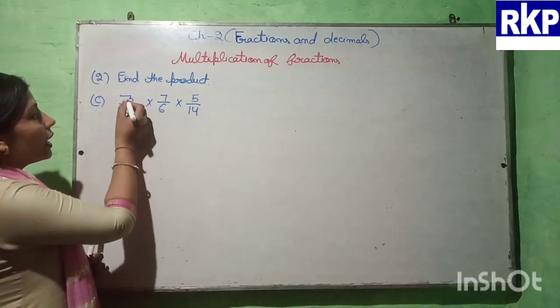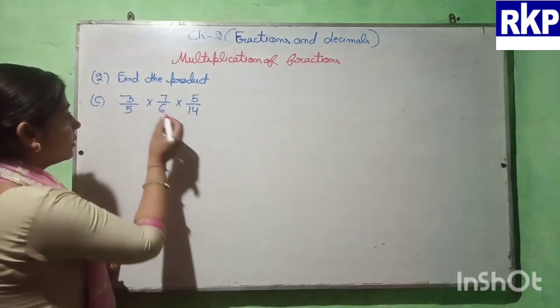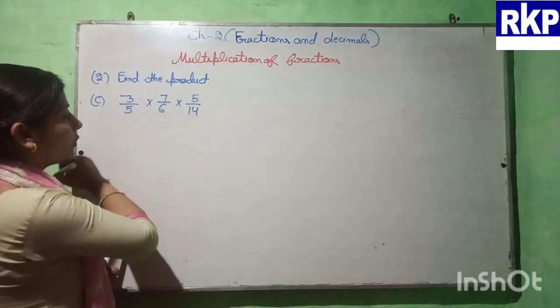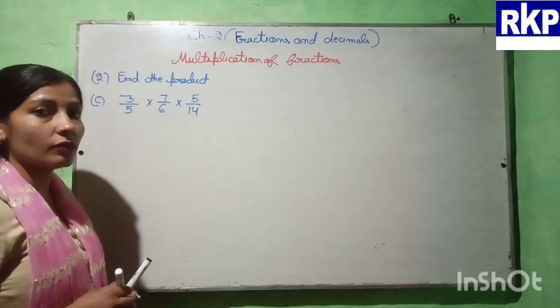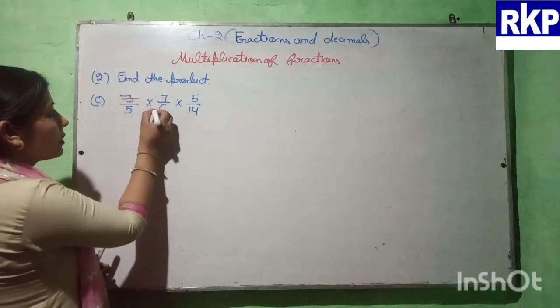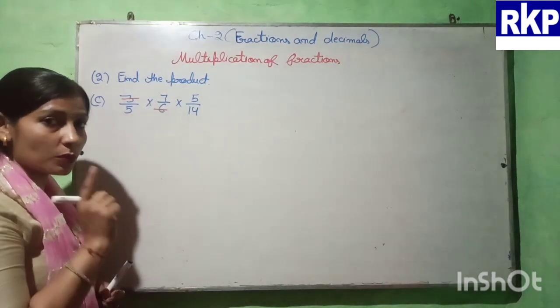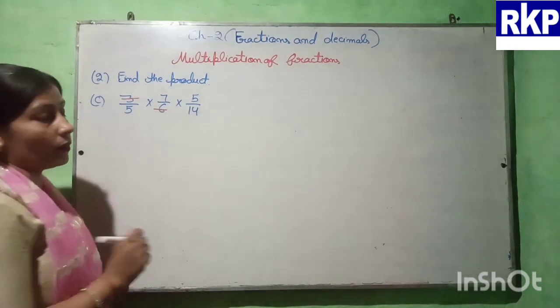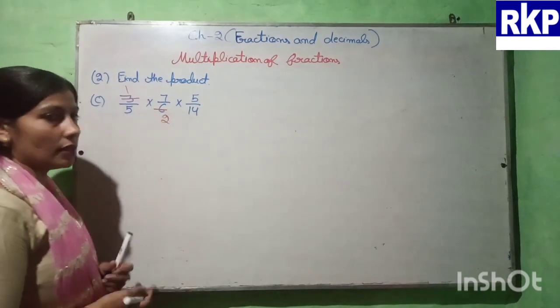So here we are having 3 and here 6 and here 14 and 5. So 3 and 6 both are having one common factor. Here 3 and 6, we can divide this and this with 3, because both are having 3 as a common factor. So 3 ones are 3 and 3 twos are 6.